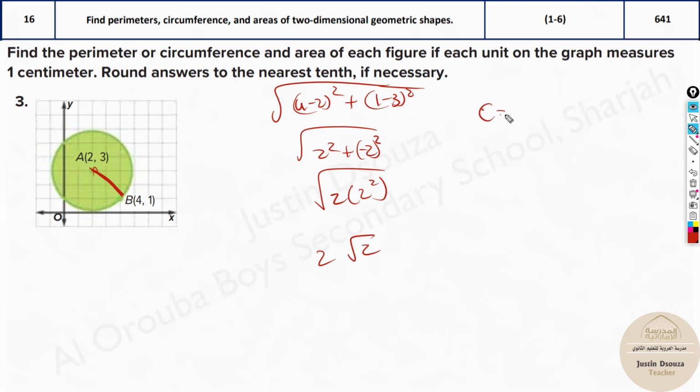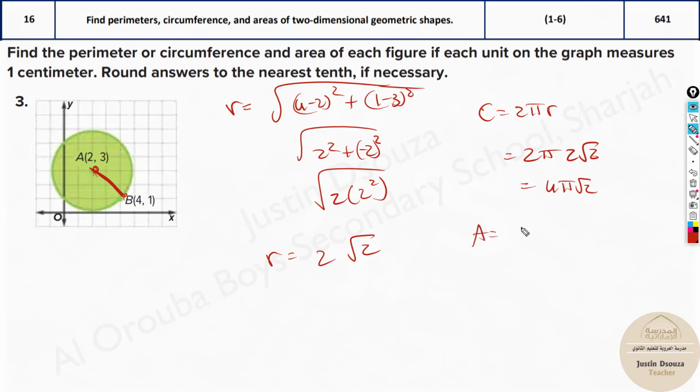Circumference would be C is equal to 2 pi r. Now this distance is basically the radius from the center to any point of the circle. It's only the radius, not the diameter. So we will use C is equal to 2 pi r. This is the formula for the circumference. And now substitute 2 pi into r is 2 root 2. So it will be 4 pi root 2 or 4 root 2 pi.